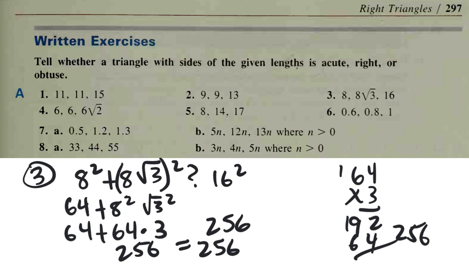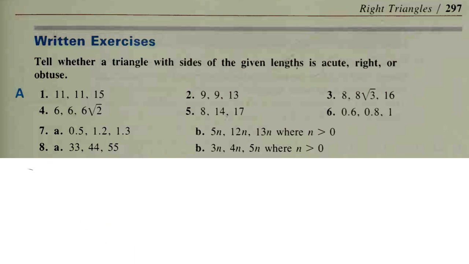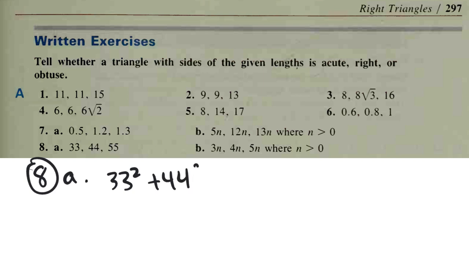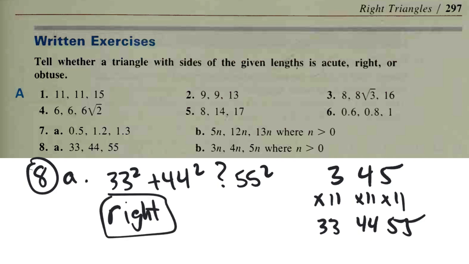Let's see. Oh, number 8. Number 8's great, I like that. 8a, you have 33 squared plus 44 squared, and how does that compare to 55 squared? Well, if you remember those Pythagorean triples, one of them was 3, 4, 5. If you multiply these by 11, you would have 33, 44, 55, and this is a right triangle. I don't even have to check it. I know that 33 squared plus 44 squared is equal to 55 squared.